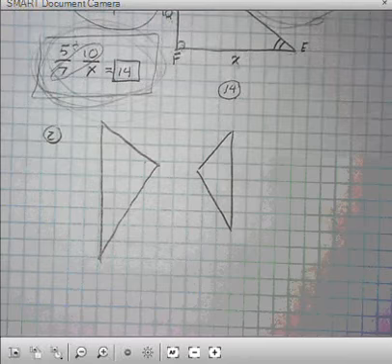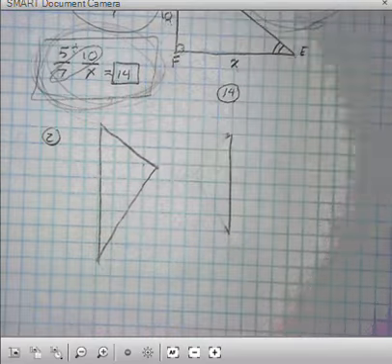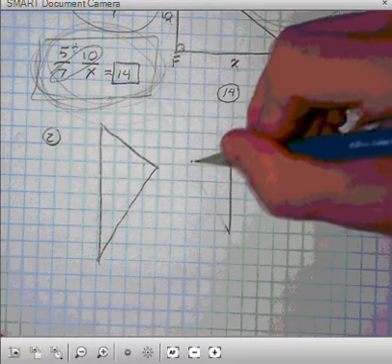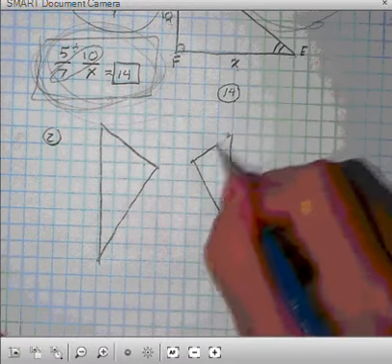Yeah, those don't look right. I'm not good at these. All right, so let me try this again. Make it go a little bit more this way. There you go, that's a little bit better. All right.